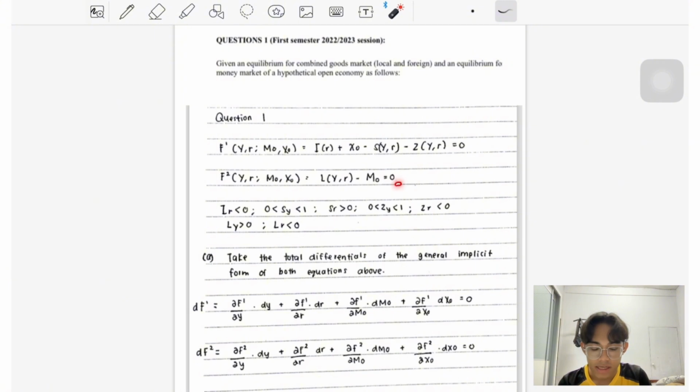And for the second equation, we can get df2 equal to 0 for the total differential for the second equation. So we can differentiate the endogenous variable and then followed by the exogenous variable. So we get partial derivative of f2 with respect to y times dy plus partial derivative of f2 with respect to r times dr plus partial derivative of f2 with respect to mo times dmo plus partial derivative of f2 with respect to xo times dxo equal to 0.